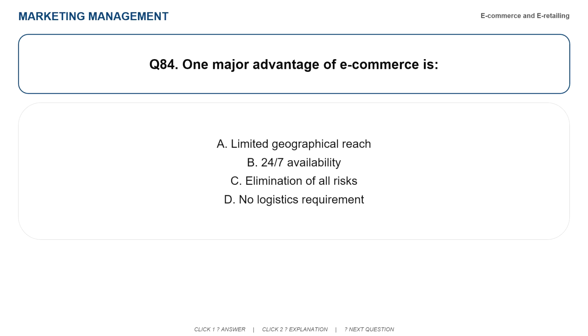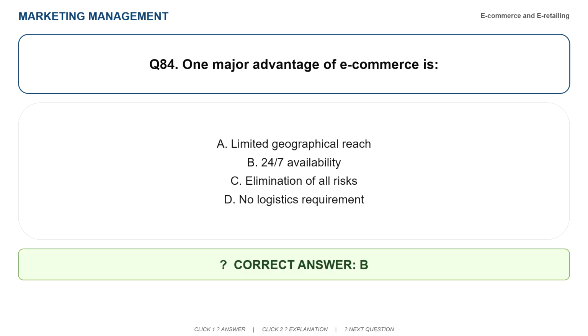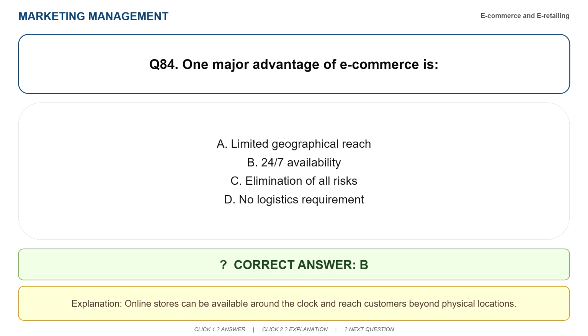Question 84. One major advantage of e-commerce is. Option A. Limited geographical reach. Option B. 24/7 availability. Option C. Elimination of all risks. Option D. No logistics requirement. The correct answer is B. Explanation. Online stores can be available around the clock and reach customers beyond physical locations.